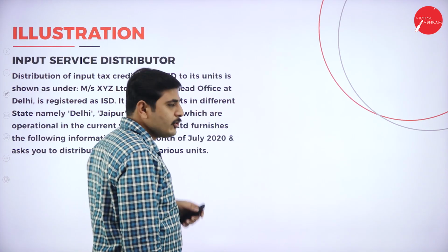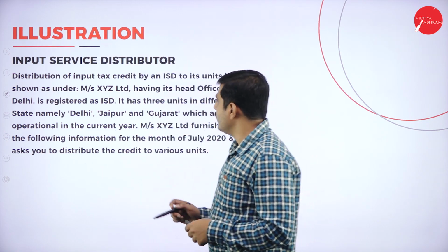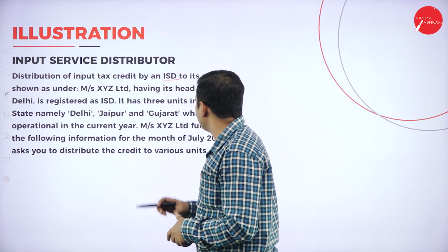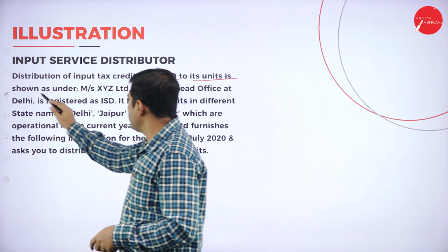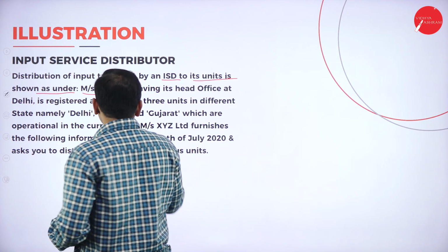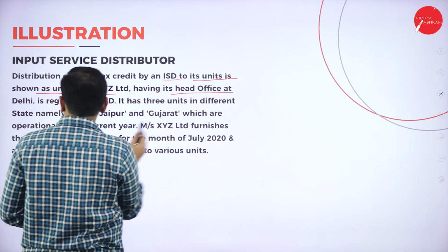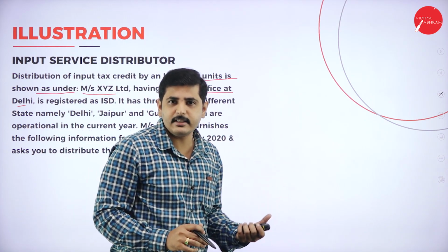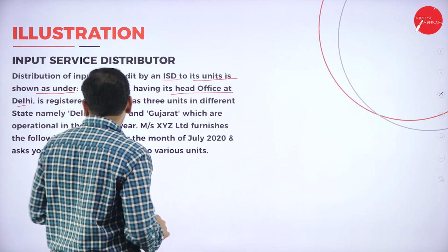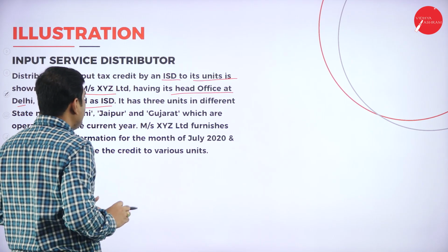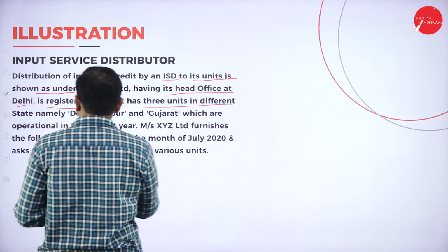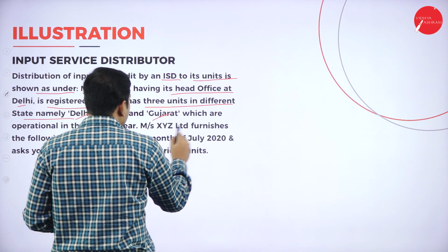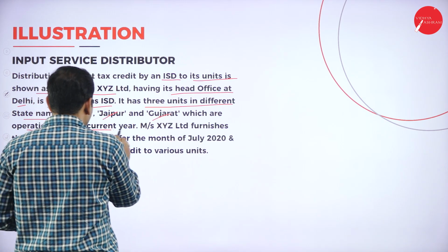Now let's go to one more problem like this. Distribution of input tax credit by the input service distributor to its units is shown as under. XYZ Limited has its head office at Delhi. Where is the head office? Delhi. So the head office will be considered as the input service distributor. It is a registered input service distributor. It has 3 units in different states, namely the Delhi branch, Jaipur branch and Gujarat branch, which are operational in the current year.